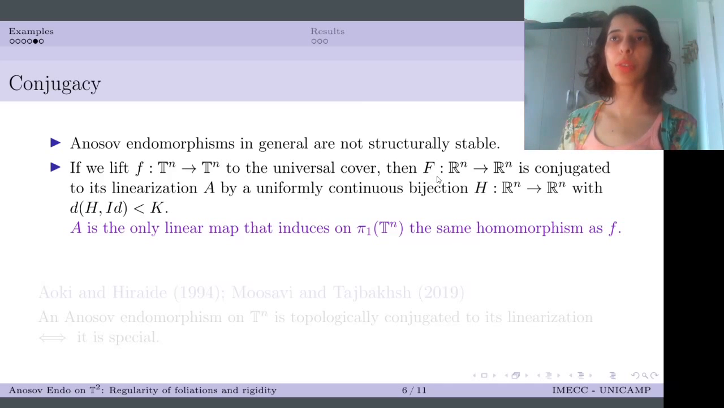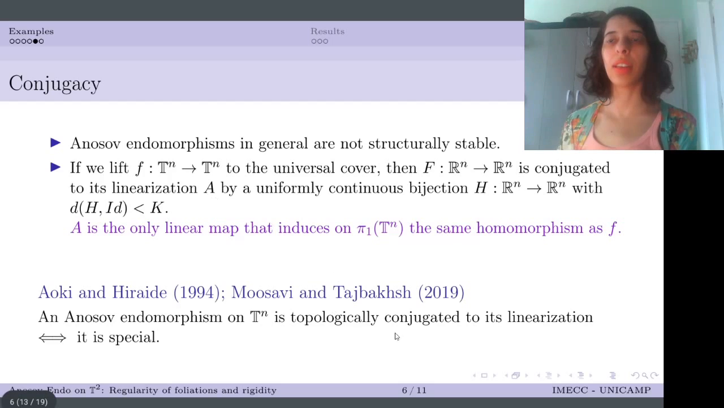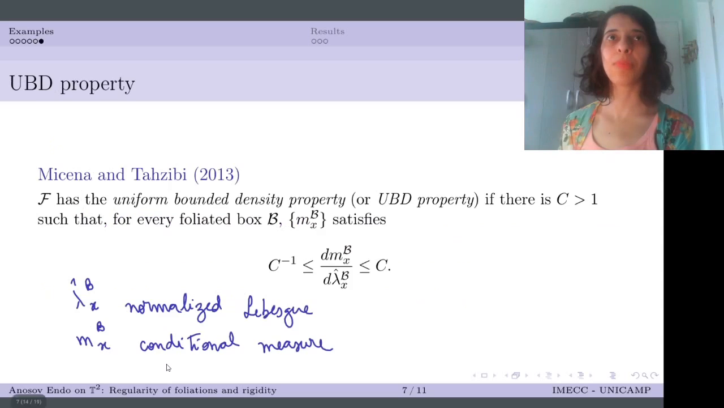But at the universal cover level, we have a conjugacy H, this big H here, between F and its linearization, and in general, it does not project on the torus. It does descend to the torus only in the case in which each point has only one unstable direction, and we say that the map is special.